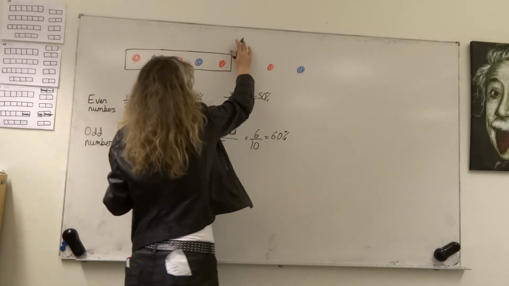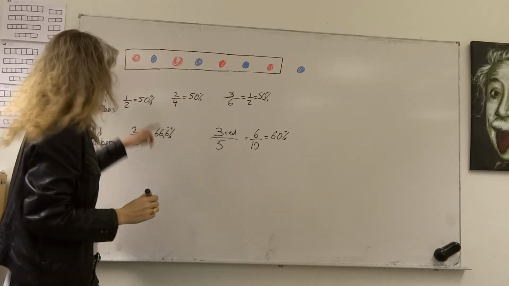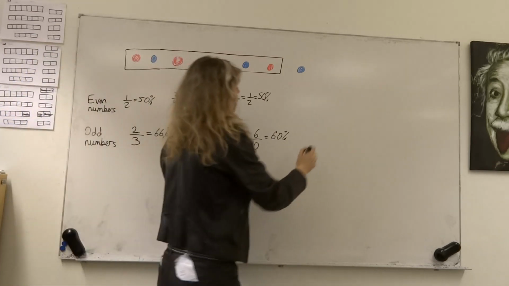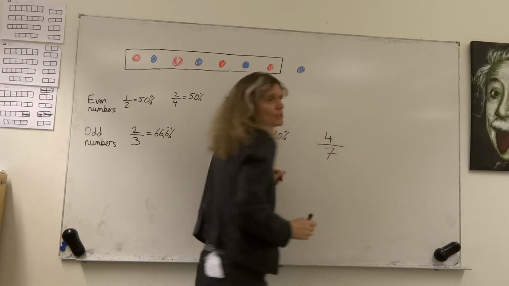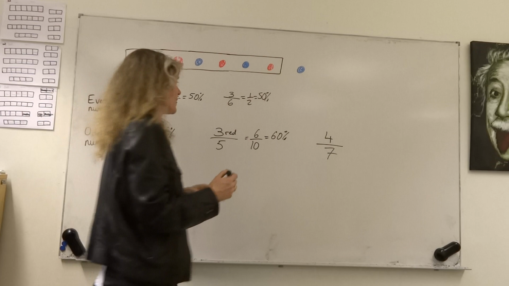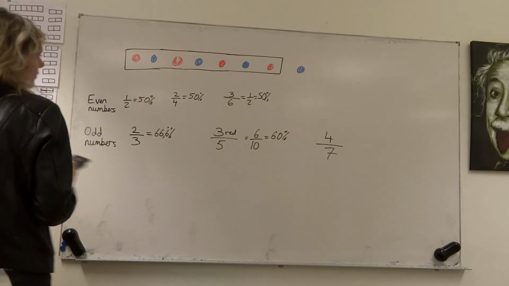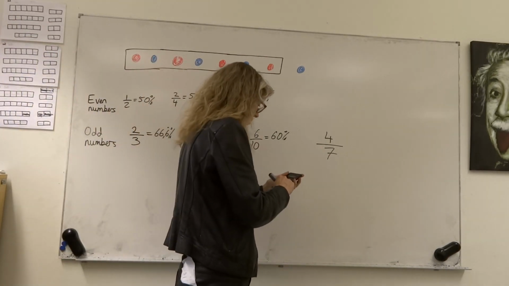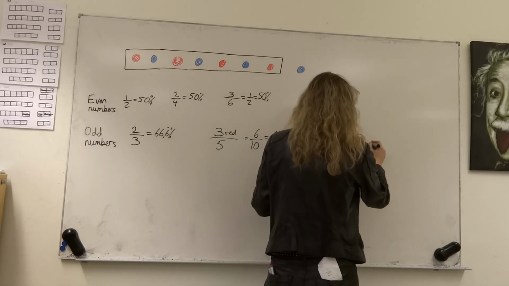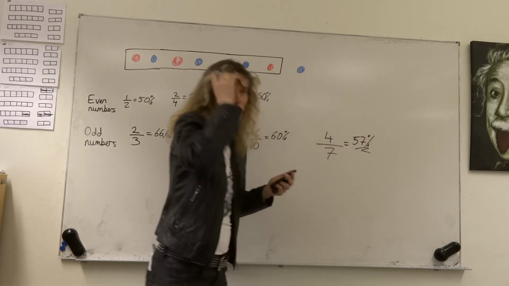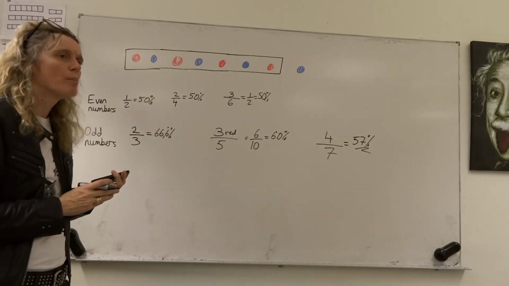What happens if we were to have 7 marbles then? How many of them are red? 1, 2, 3, 4. 4 are red out of 7 in total. And if we were to get, we'd cheat here, because it's soon lunch and I'm running out of time. 4 sevenths would give us 57% of the marbles are red. Okay, how are we getting the red number of marbles?